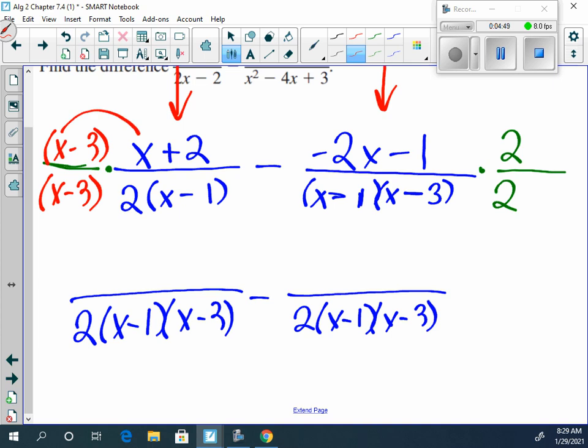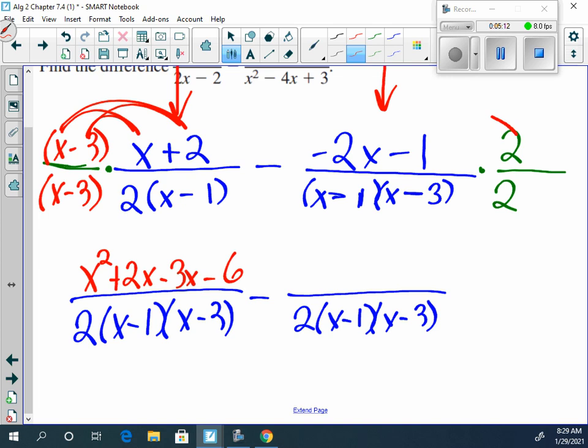So I'm going to have to distribute this here. We'll have x times x, which will give us x squared. x times 2 would be plus 2x. I have to do the same thing with negative 3. Negative 3 times x would be negative 3x. And negative 3 times positive 2 would be negative 6. So we have to multiply through.